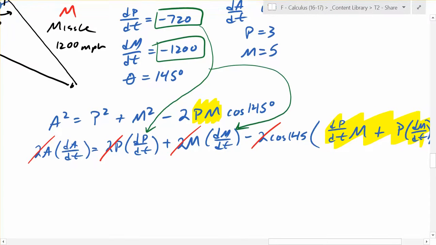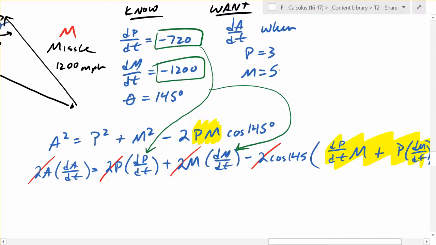That's there. And then we know M, and we know m. We know m and we know p, right? So let's plug some stuff in. We know a. We don't know dA/dt, right? What's p going to be? Or what? It's when p is what?